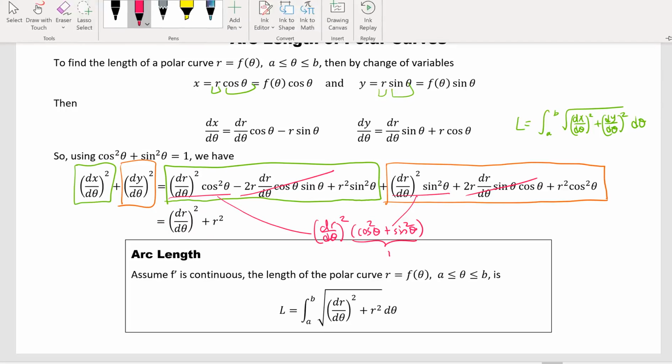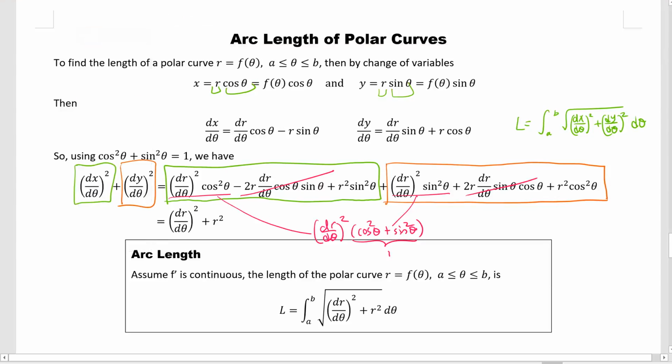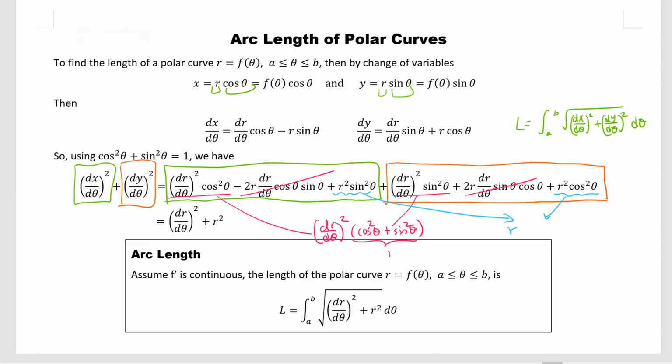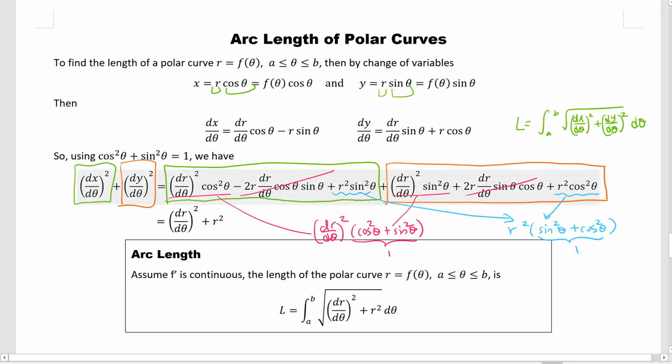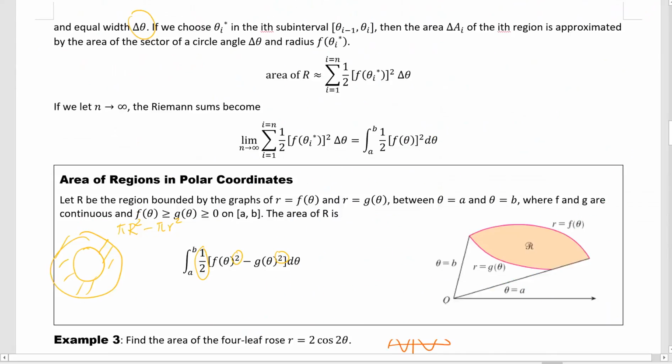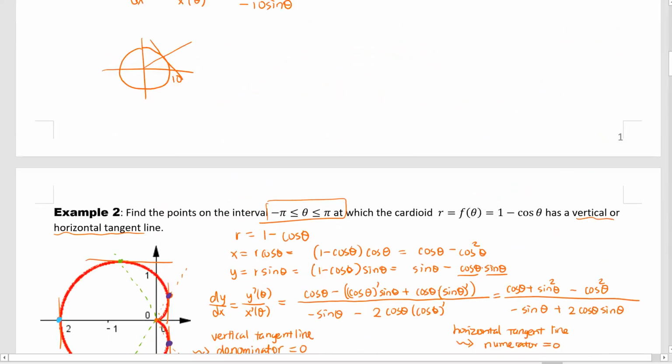And for the r, this guy and this guy, we group them together. And we can factor out the r squared, we get sine squared plus cosine squared. Well, that is 1. So that's why you get r squared. So at the end, the formula for the polar coordinate arc length is the square root of the derivative of r with respect to theta squared plus r squared. Okay? So let's complete our table.